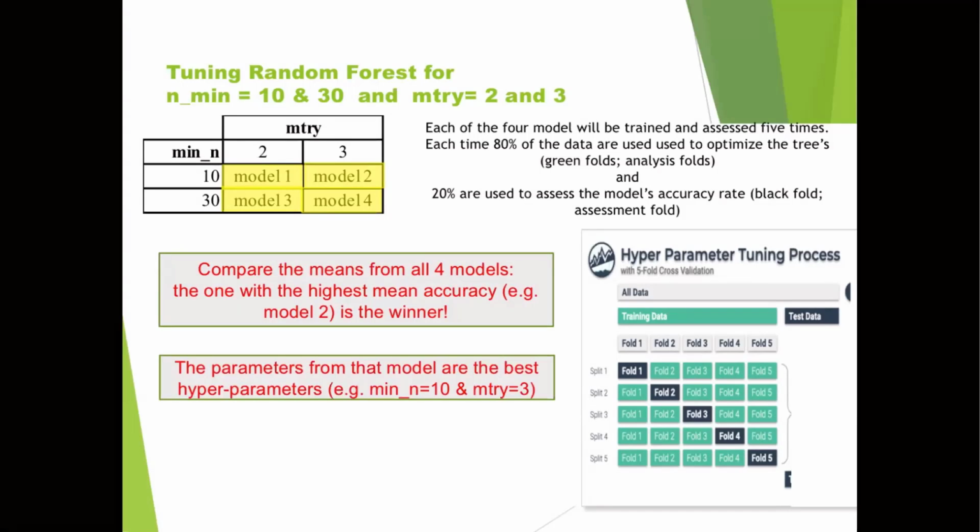The parameters for model 2 are: make sure we don't keep splitting when we have 10 or fewer records, or the other way around, only allow further splitting if we have more than 10 records in our node. Use 3 variables out of the 5 at each split. This is our best model, and that is the model that we use for prediction.